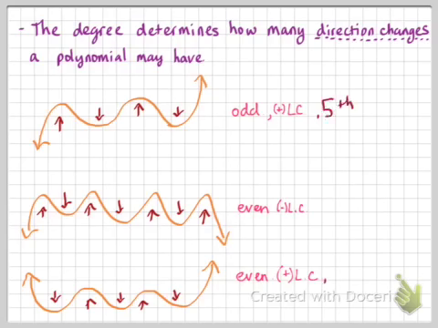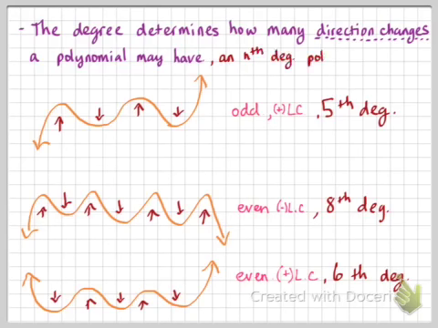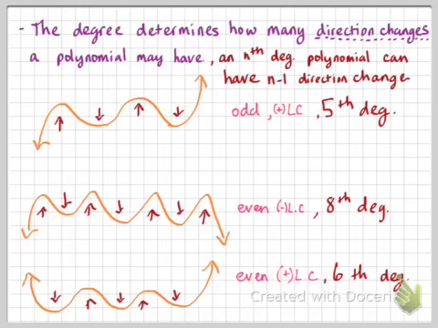Well, back up to the first one. 4 direction changes indicate a 5th degree polynomial. 7 direction changes indicate an 8th degree polynomial. And 5 direction changes indicate a 6th degree polynomial. So the number of direction changes is always one less than your potential degree. At least, it can have less than that. But the degree determines direction changes, and a polynomial can have up to n degrees and n minus 1 direction changes. So always one less direction change than you have degrees.